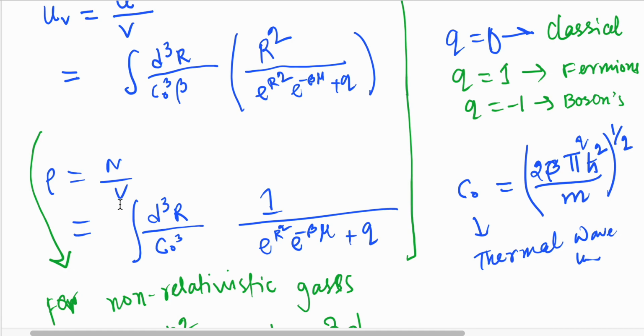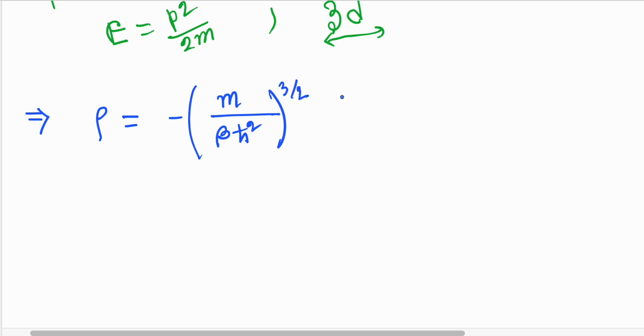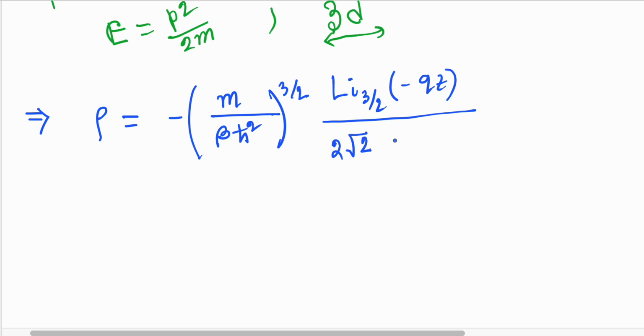Then, from a tedious calculation, which is not important, you don't have to do it by yourself, you only have to know these things: that rho, the particle density, is equal to minus m by beta h cut square to the power 3 by 2, Li 3 by 2 of minus Qz, by 2 root 2 pi to the power 3 by 2 into Q.